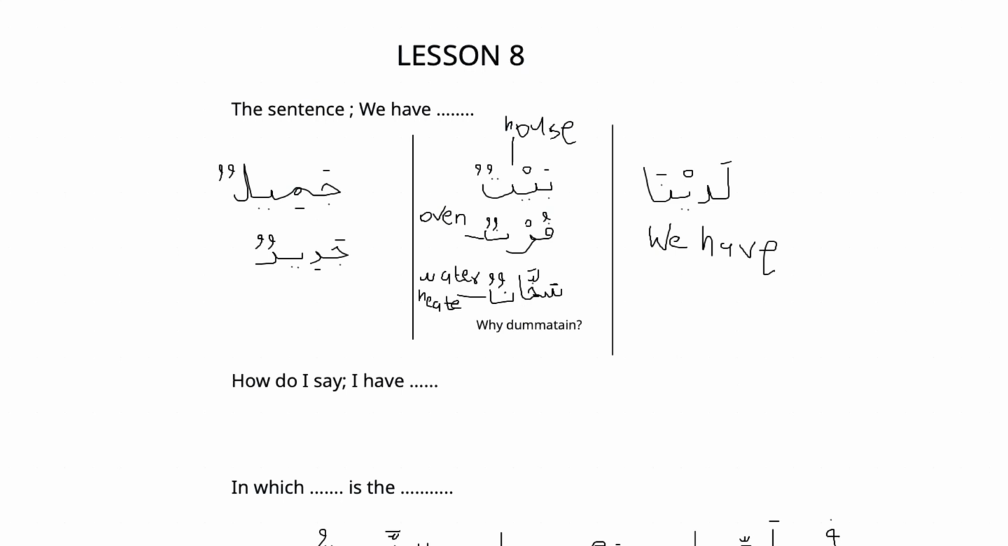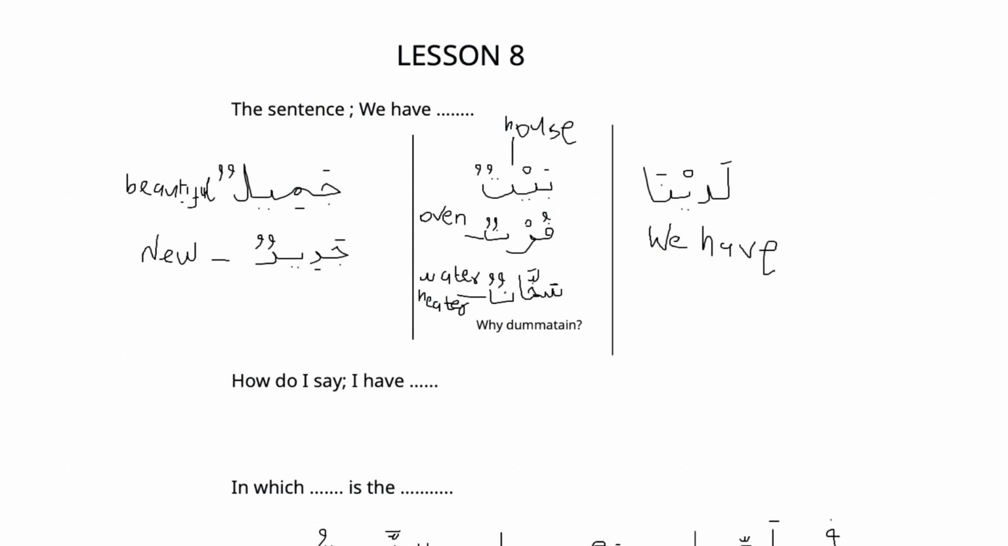Then we have jamilun. These are adjectives. Jamilun is beautiful or pretty. And jadidun in Arabic means new. So from here, we can form sentences like we have a beautiful house, we have a new house, we have a beautiful oven, we have a new oven, we have a beautiful water boiler. All sorts of sentences.